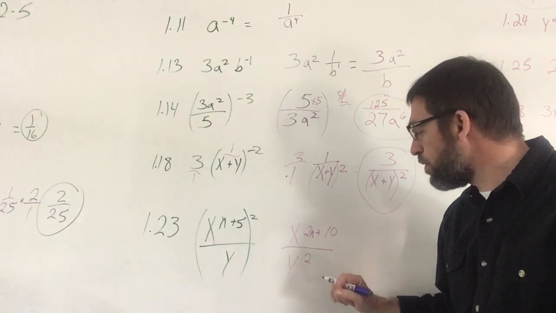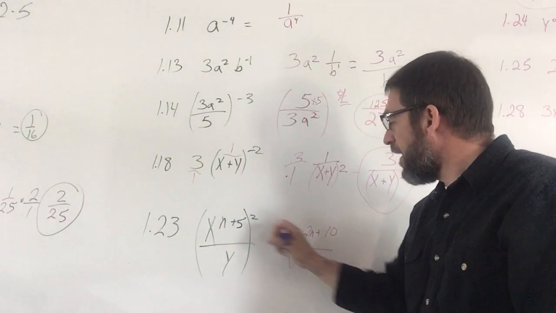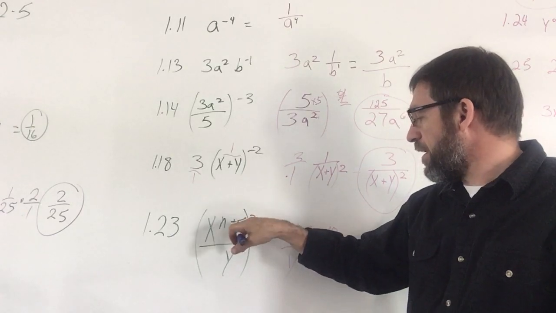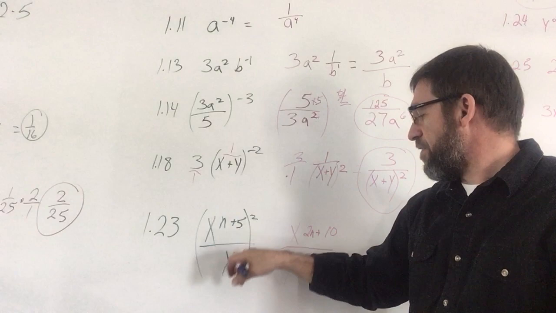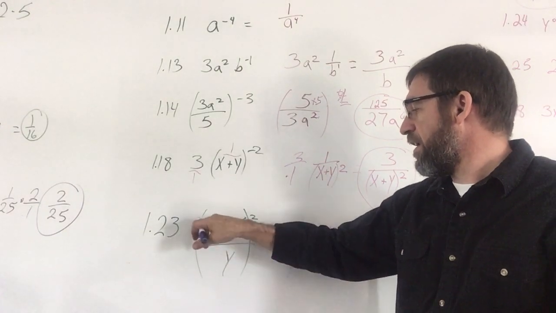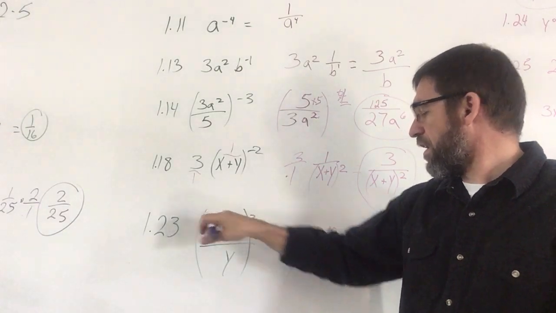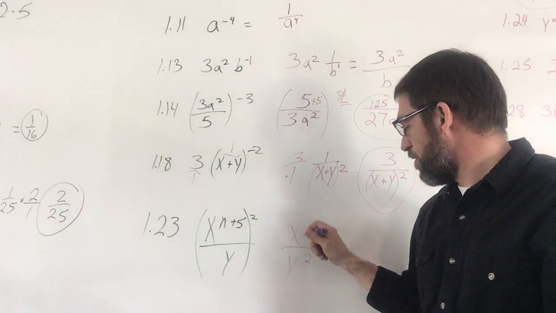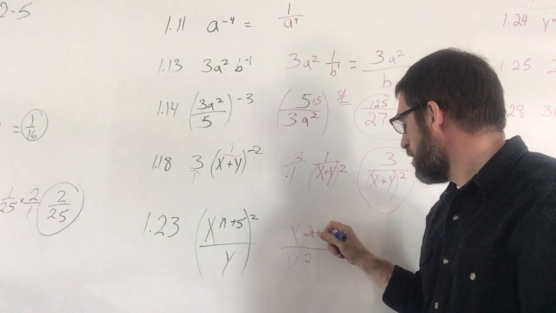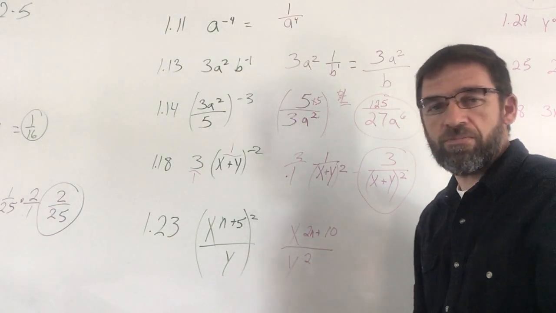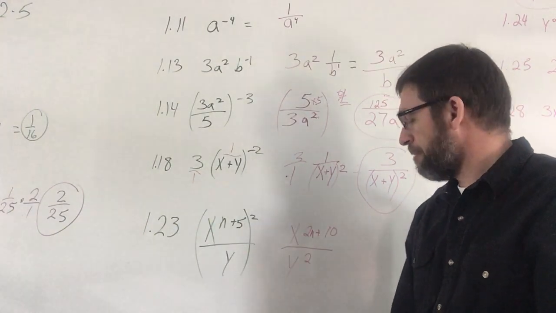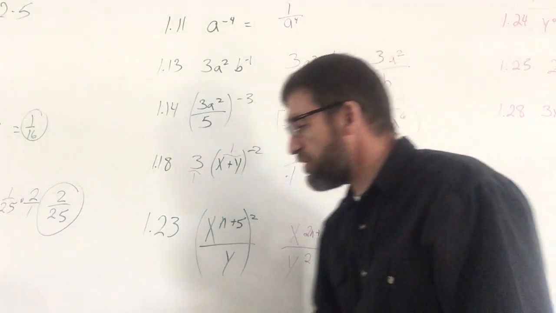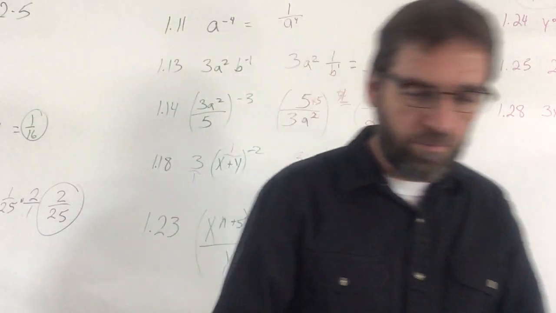Let me tell you again what I did here. I took this 2 and did 2 times 5, 2 times n, these are exponents. And then here I put the 2, and this one here, I left as an x. So I've got 2n plus 10 y squared. That's my answer for 1.23. Okay, let's do the next section, 1.24 to 1.31.